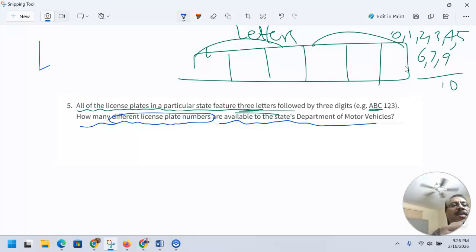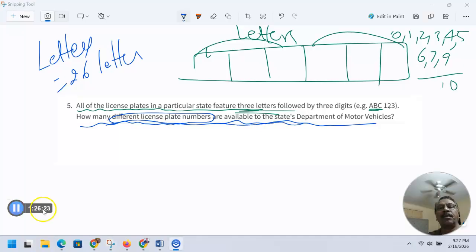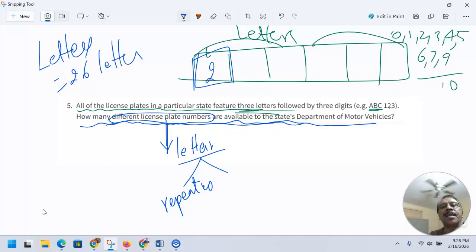Now the letters altogether, how many letters are there? You know there are 26 letters, right? It doesn't say whether the letters should be repeated or not repeated. They do not say anything about it. So we can use repetition. That means the first letter could be any of the 26 letters. Then the second letter also 26, and the third also is 26.